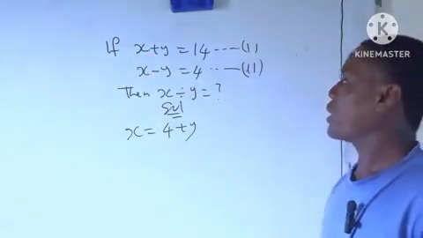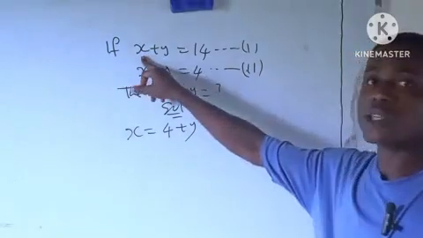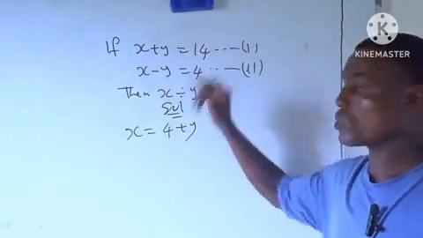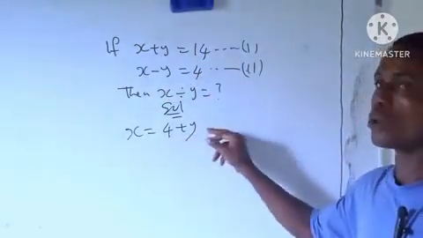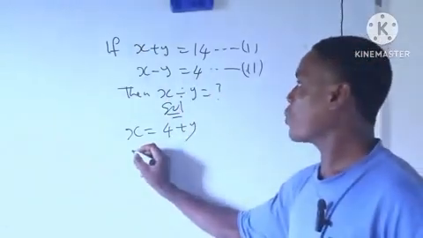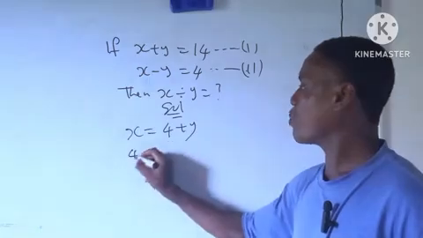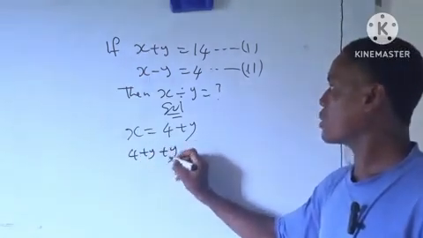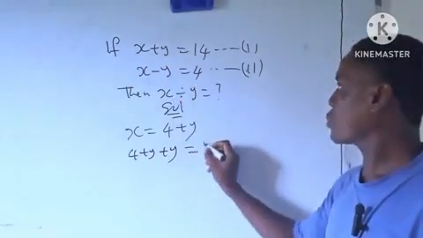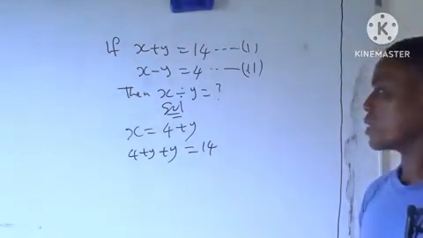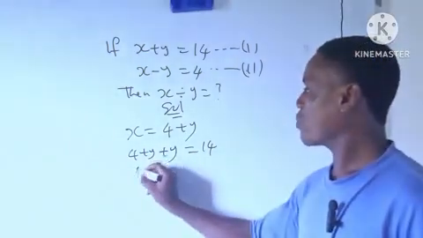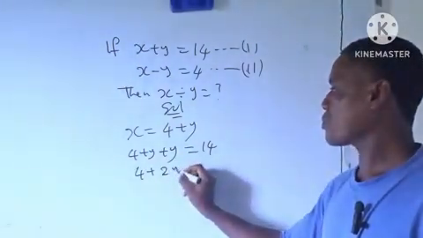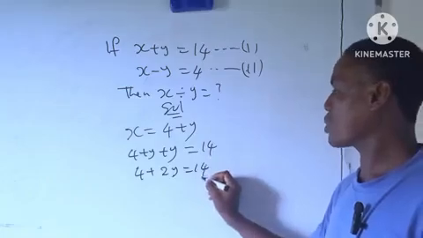So from equation 1, the first variable is x, right? So anywhere we see x in this equation, we insert this 4 plus y. So from equation 1, we have 4 plus y, then plus this y equals 14. Are you getting it? So we have 4 plus y plus y, which gives us 2y, everything equal to 14.